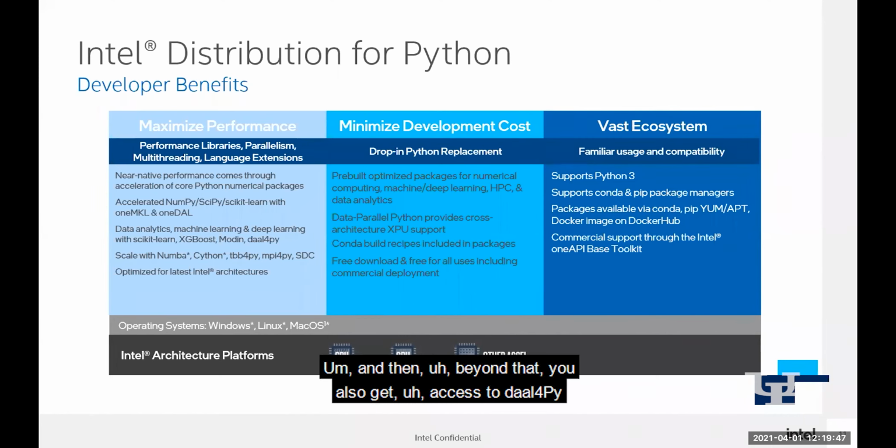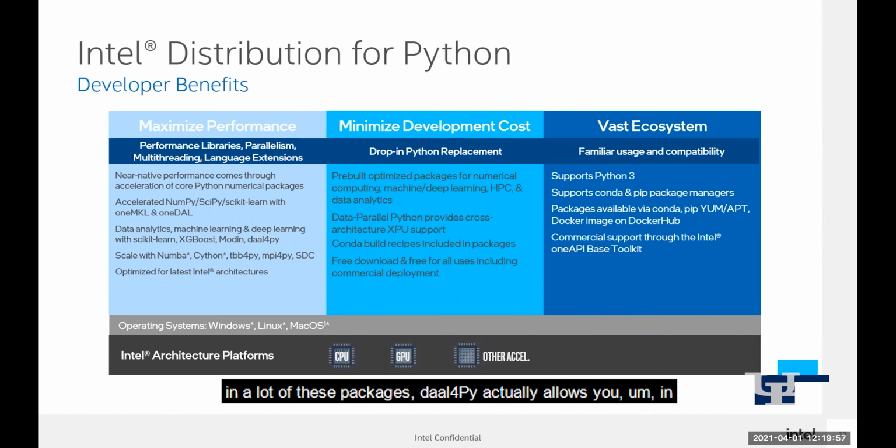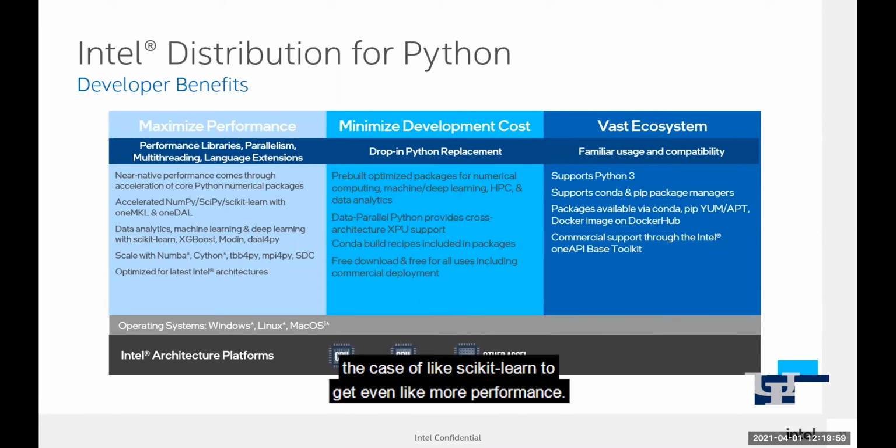And then beyond that, you also get access to daal4py, which, beyond just scaling upwards and increasing your performance in a lot of these packages, in the case of scikit-learn allows you to get even more performance. So rather than having to run all your scikit-learn algorithms like linear regression and k-means on just a single node, what daal4py actually allows you to do is run these well-loved machine learning algorithms in distributed mode or online processing mode, meaning that rather than running on a single node, you can run on multiple nodes.